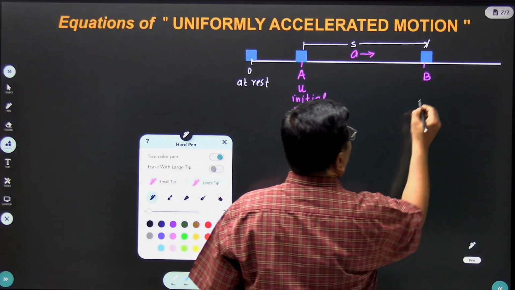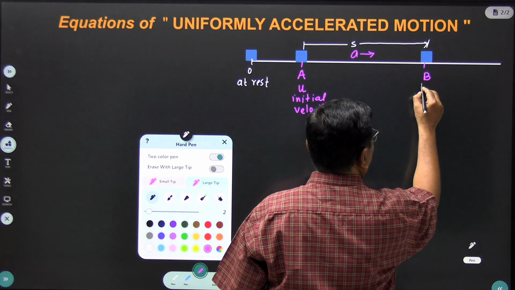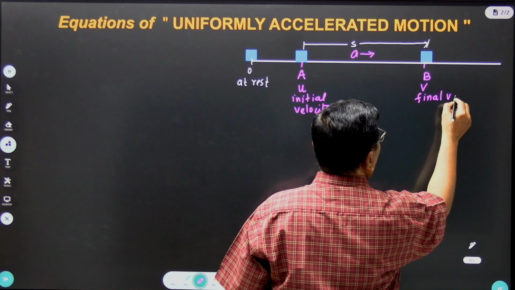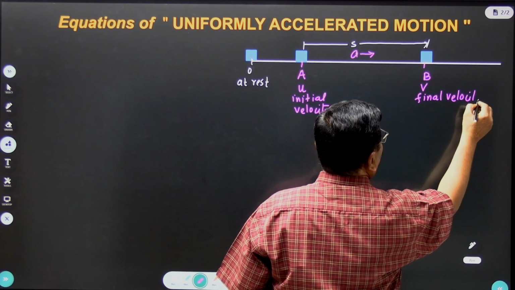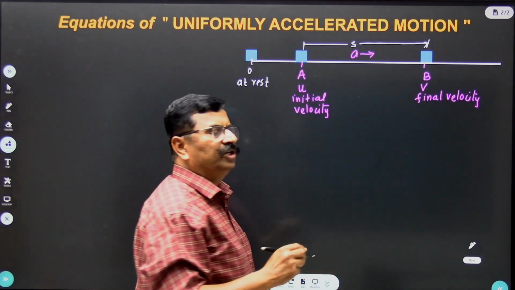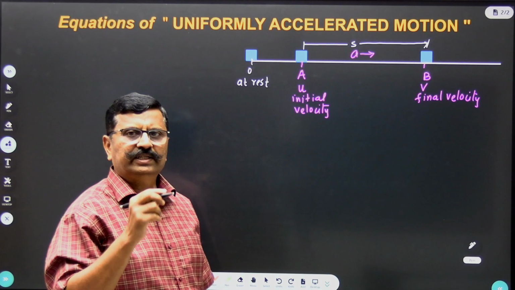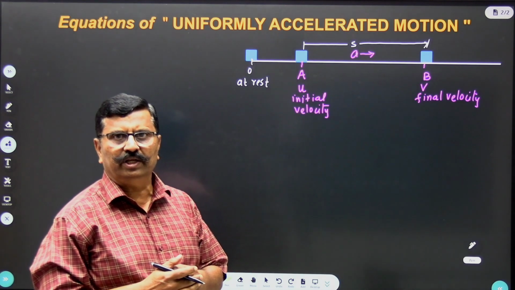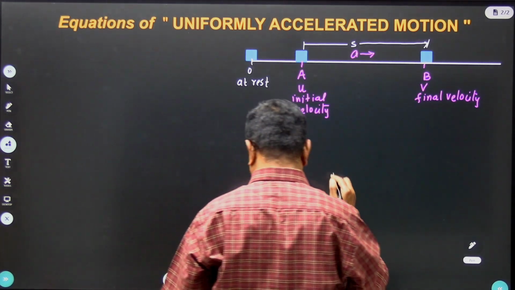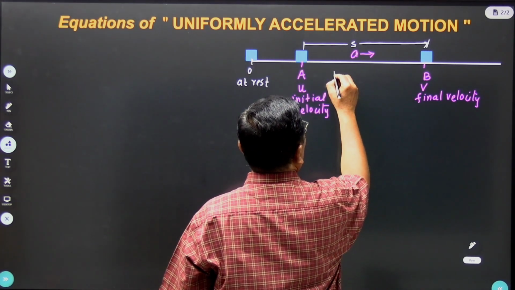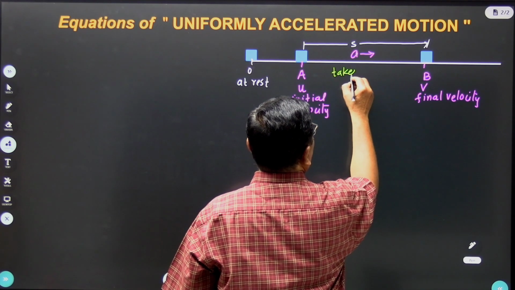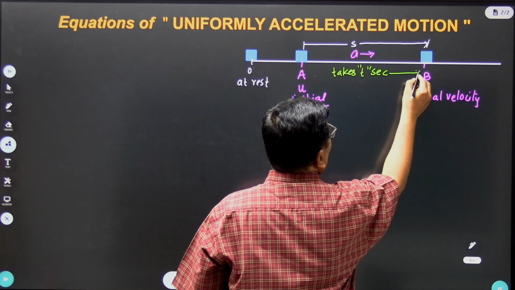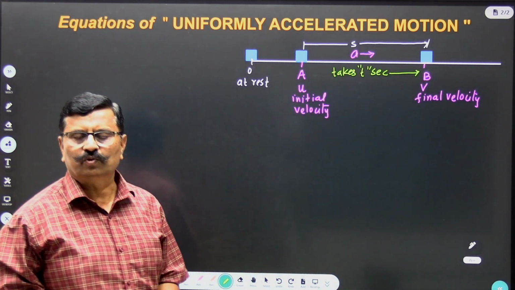So B is the final position, so v is the final velocity. Final velocity means the velocity of the body when the body is at point B, and s is the distance between point A and B. And the body takes time t seconds to reach point B.